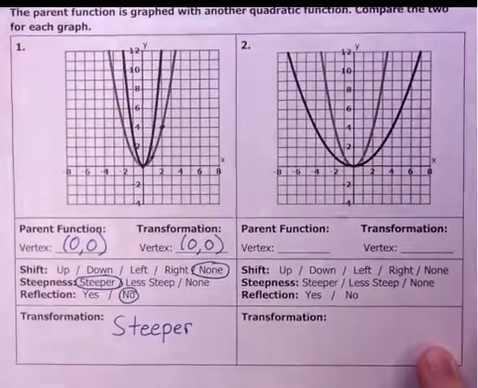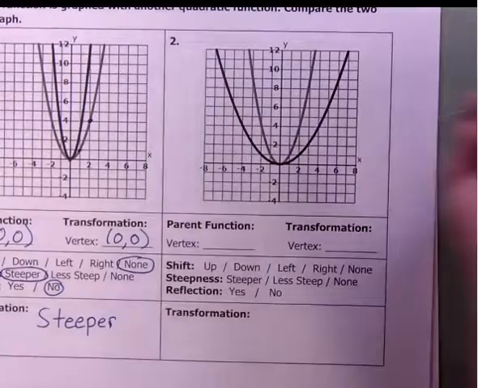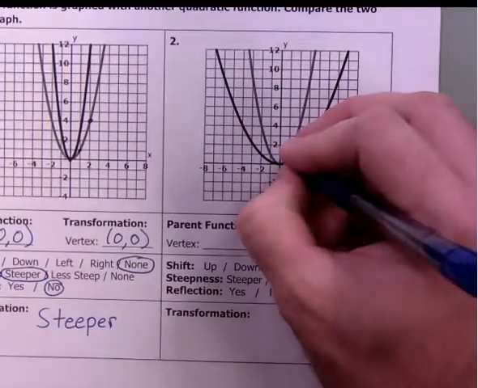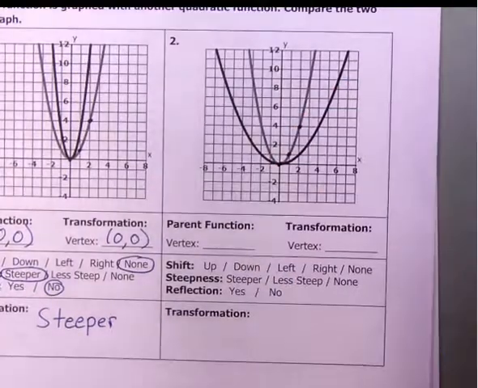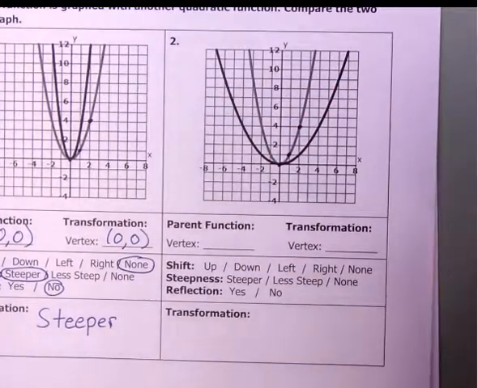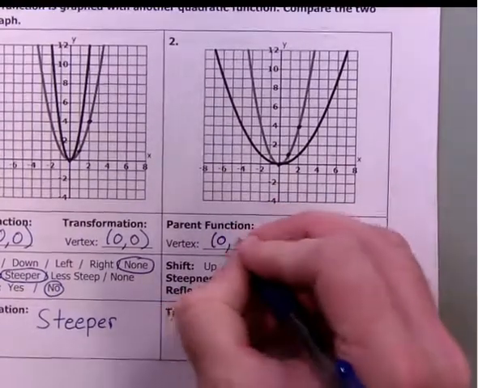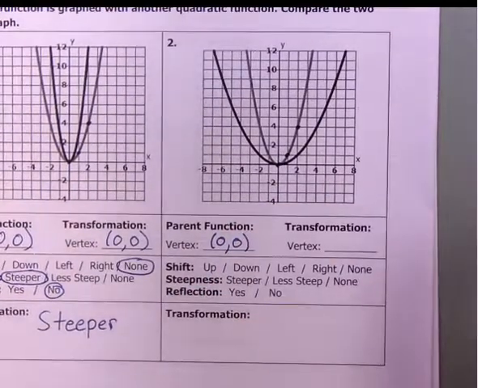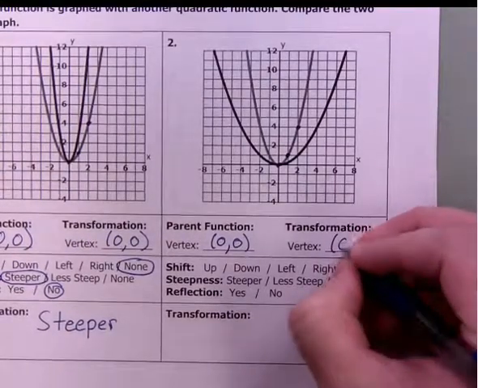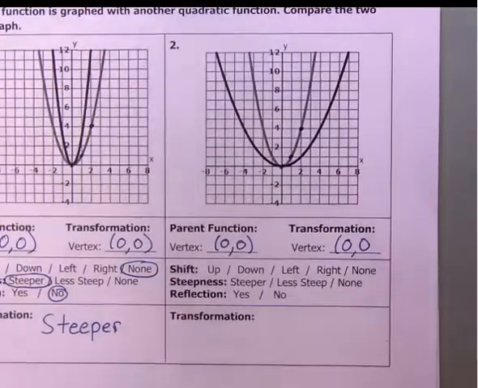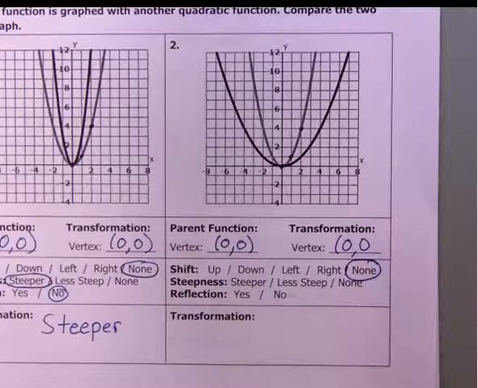Alright, question number 2. Same thing here. We have to determine which one of those is our parent function. So we're going to go over 1, up 1, over 2, up 4. So the inside one this time is our parent function. The vertex in our parent function is going to be 0, 0. Our new vertex is also, as we can see, 0, 0. It did not shift up, down, left, or right, so we're going to say none.